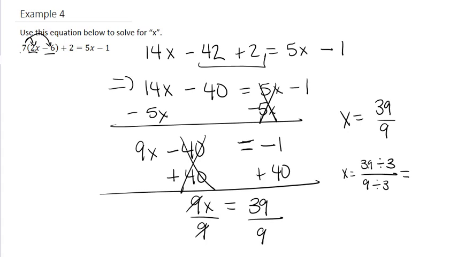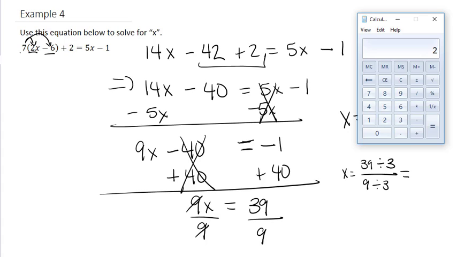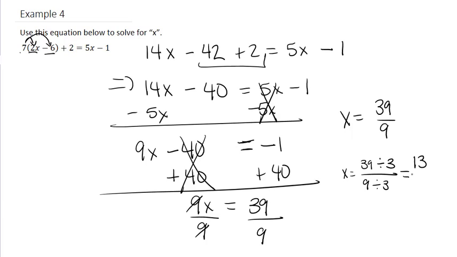We're left with 39 divided by 3, because we're taking a whole factor out. So 39 divided by 3 is equal to 13, and then 9 divided by 3 is just 3. So therefore, it's 13 over 3.